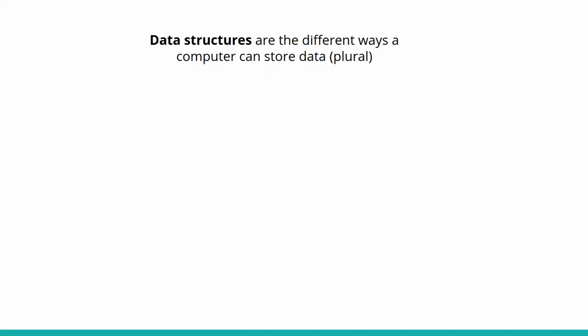So data structures are the different ways a computer can store data. Okay, and data is a plural word, for those of you who don't know. I know it's a pretty strange thing to know. The singular version of data is datum. So whenever we say data, we're talking about lots of it, okay? It's always plural. So data structures are the different ways a computer can store data.